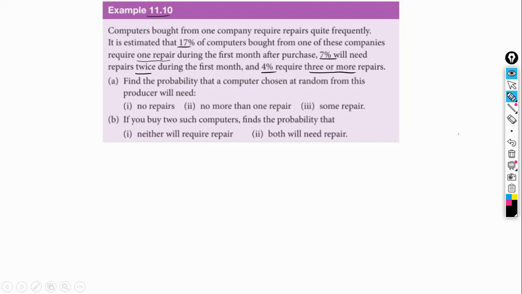Letter A, find the probability that a computer chosen at random, very important word, from this producer will need 1. No repairs. So let's start with that. Notice that the probability of no repairs is actually the complement of the probability of needing some repair. So the probability of no repairs would be 1 minus the probability of some repair.